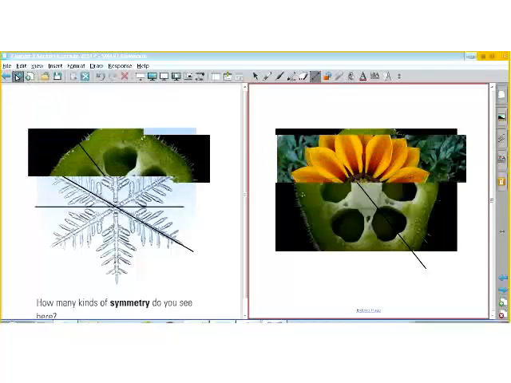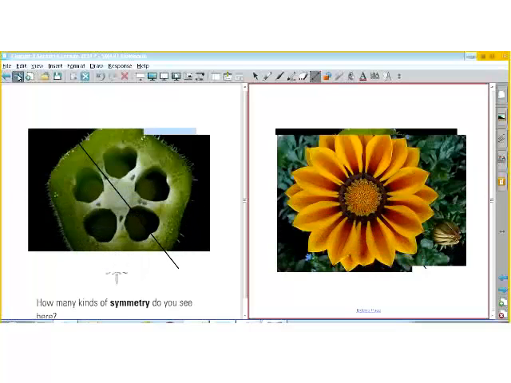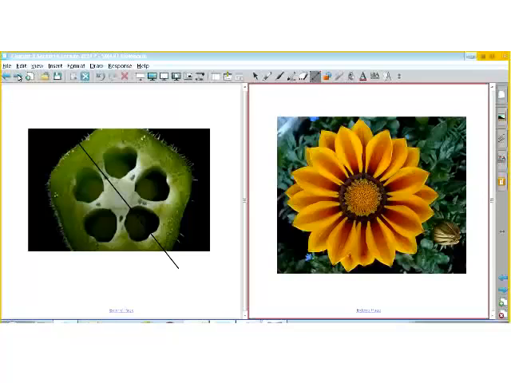So vegetables, flowers, a lot of things in nature have symmetry to them. We have symmetry to a certain extent. Our internal organs aren't symmetric, but our external body is reasonably symmetric.